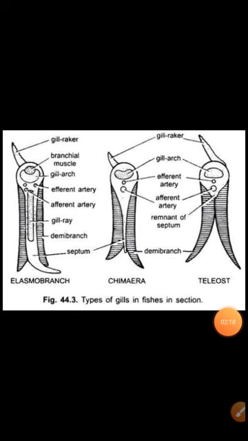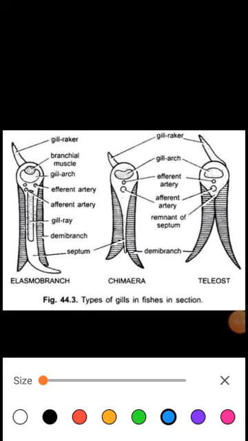This is another diagram showing how the gills are septate, partially septate, or non-septate in different fishes. In elasmobranchs, this is the septum, and the septum is extending what? It is extending the gill filaments, right? While the septum is partial till here, and the gill filaments are extending beyond the septum in case of chimeras or the rat fishes, which are also cousins of elasmobranchs, and the septum is absent in case of the teleost fishes.